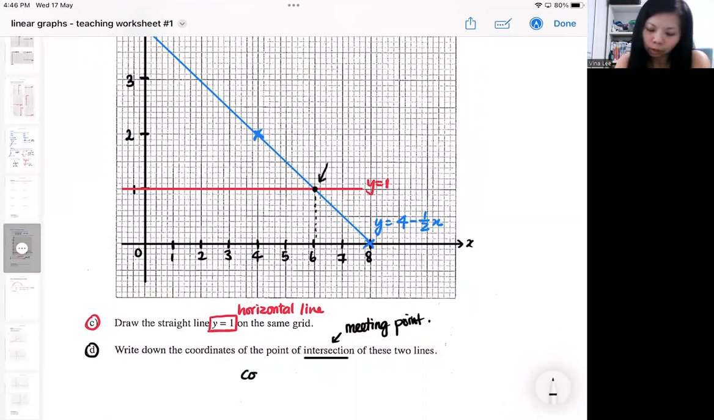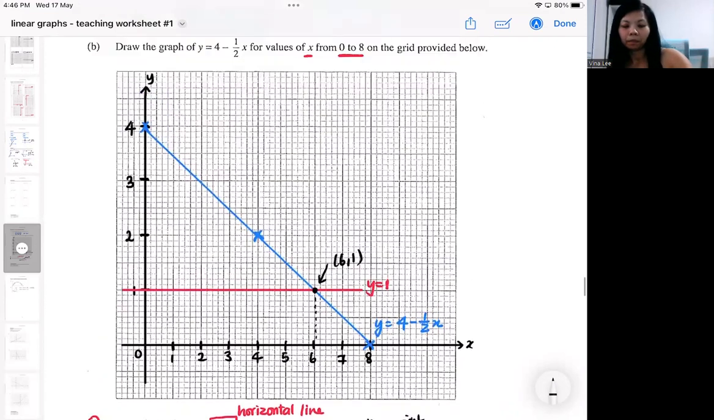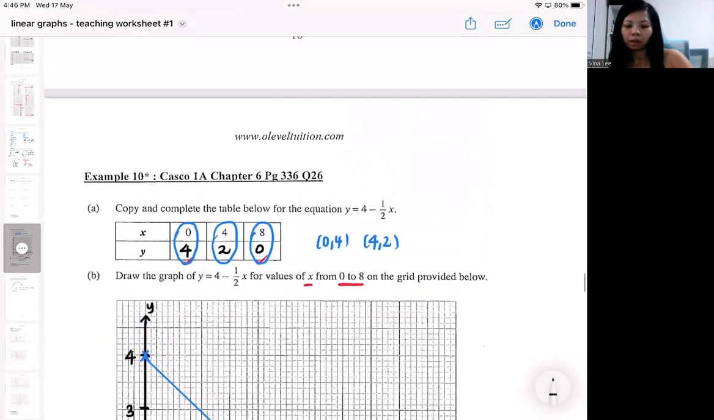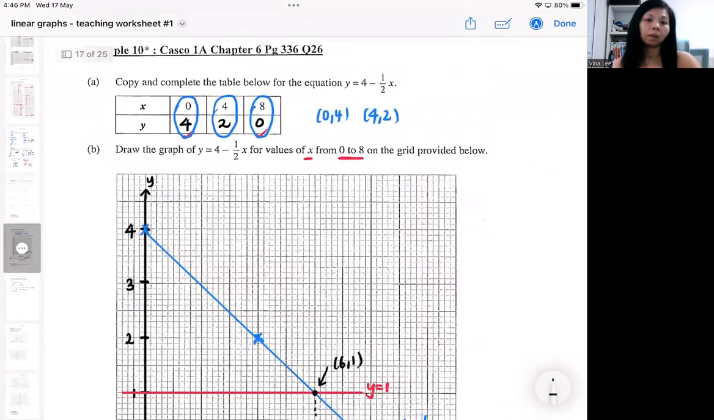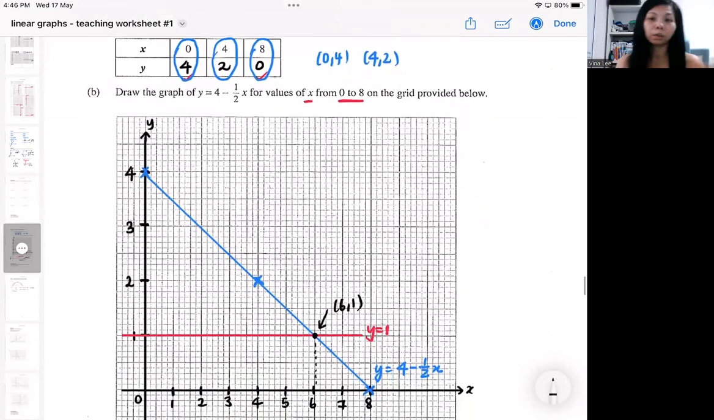If they ask you for the coordinate, you must always write it in a bracket, x, y format. So look at the coordinate. It will be 6, 1. So you add in the horizontal line as told by the question. Recognize that it's a horizontal line and add it in, and then you answer the question accordingly. Sometimes they can ask you to add a horizontal line or a vertical line. Then you just follow the instruction.